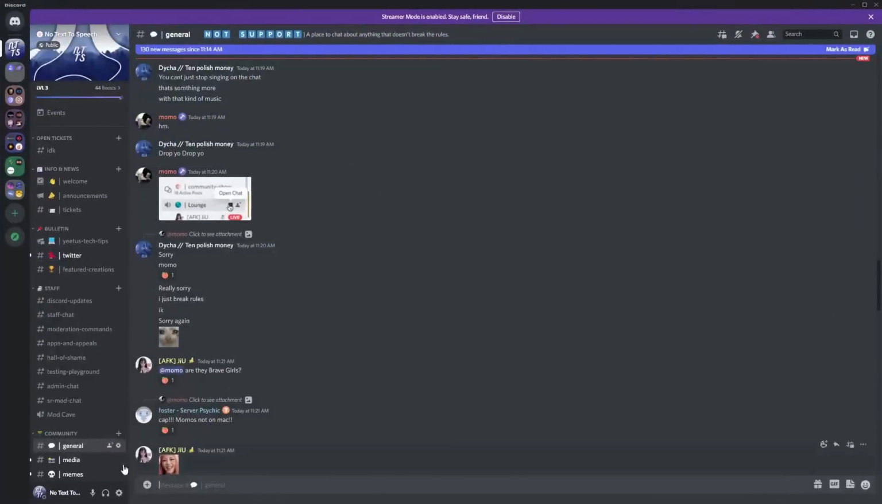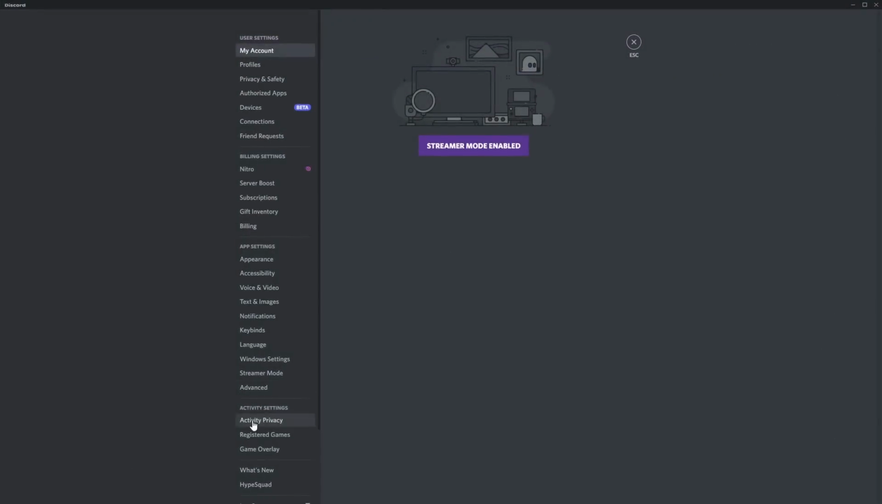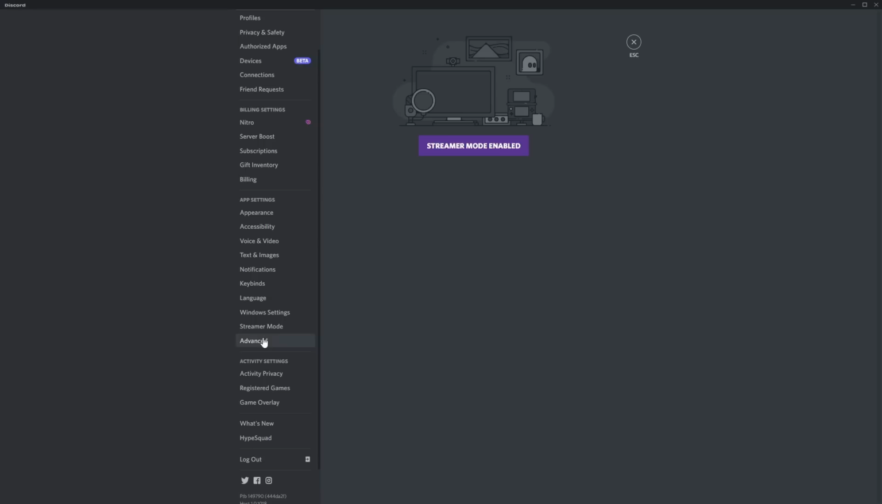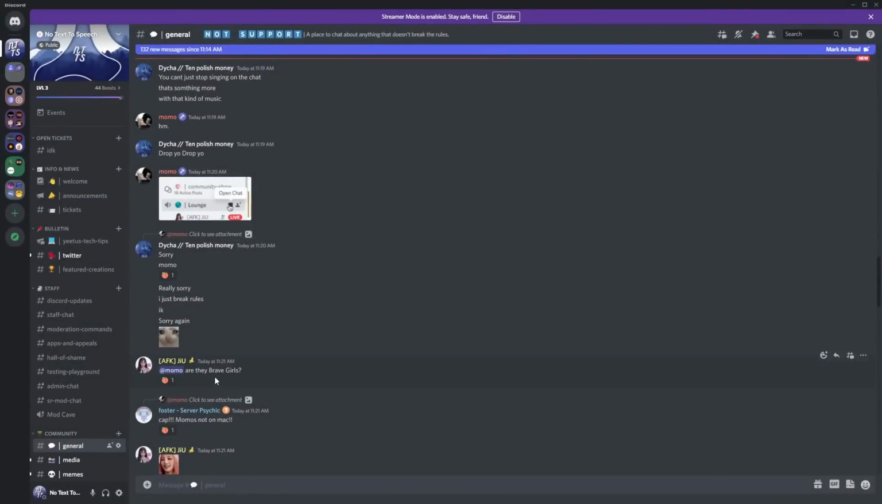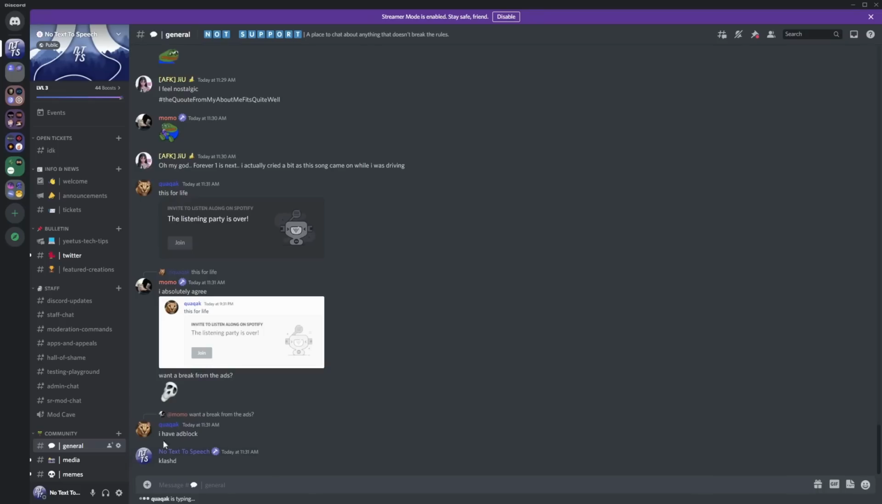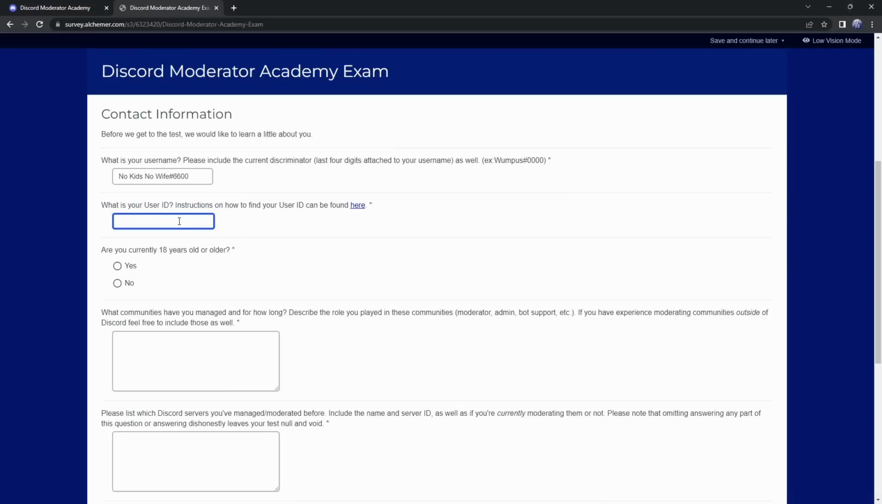However, if you want to do it the easy way, all you need to do is go to your user settings. Then we need to scroll down to one of these options that I already forgot. It's advanced, enable developer mode. Then you have to talk in some channel. Now this is probably the hardest part because I hate talking on Discord. So I'm just going to type some random stuff. I'm going to right click on my name and click copy ID. And once that's done, we can paste it right in, and that's my user ID.